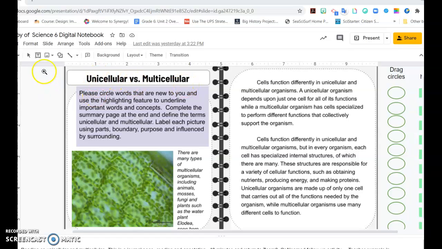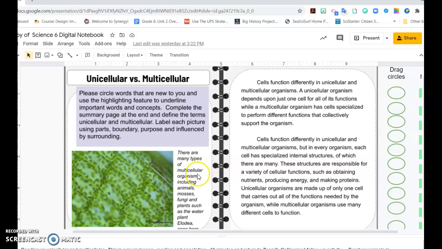Unicellular versus multicellular. Please circle words that are new to you and use the highlighted features to underline important words and concepts. Complete the summary page at the end and define the terms unicellular and multicellular. Label each picture using parts, boundary, purpose, and influenced by surrounding.